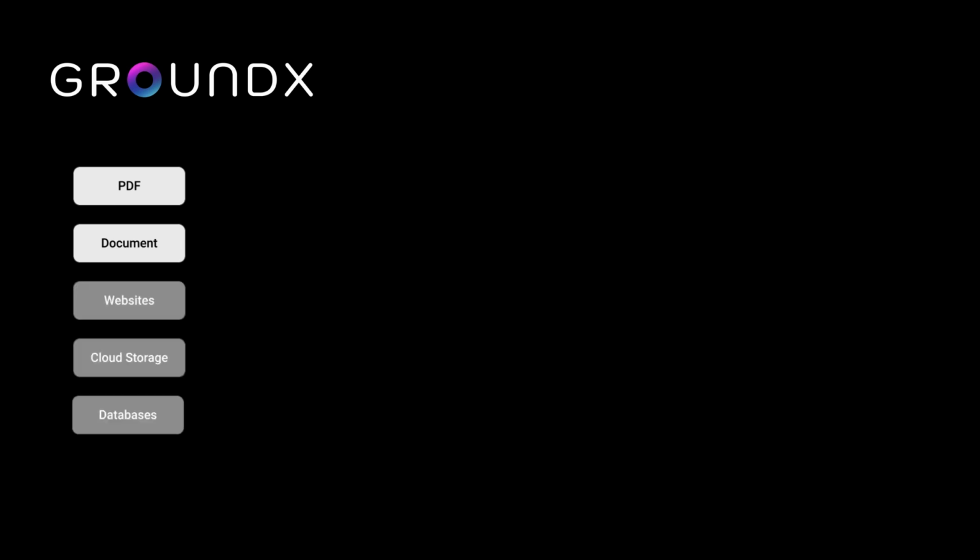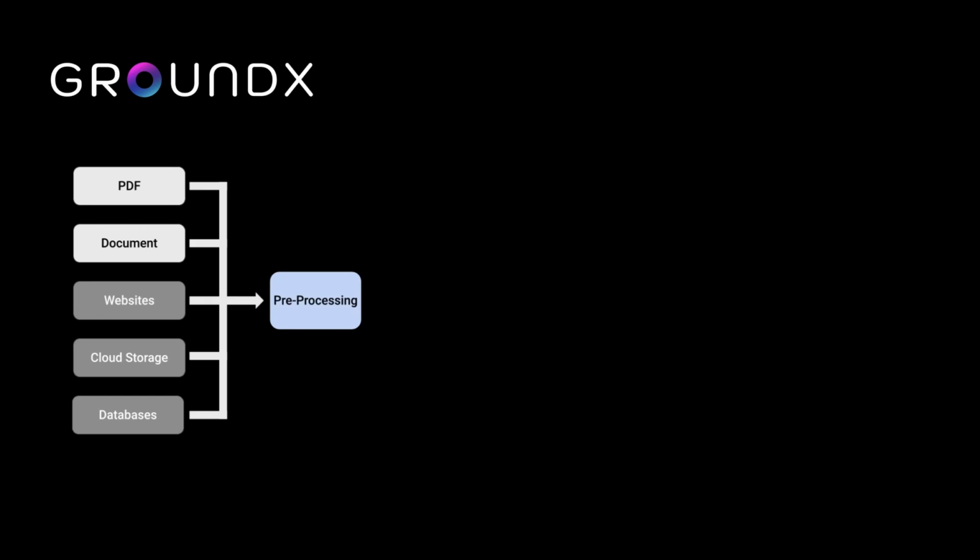Now let me walk you through what that looks like with GroundX. In addition to documents and unstructured text, with GroundX, you can also add websites, cloud storage such as Google Drive or Dropbox, or even connect databases so that contents from the database can be used in real time with each query. Once data is added to the GroundX ingestion API, it goes through something we call pre-processing.